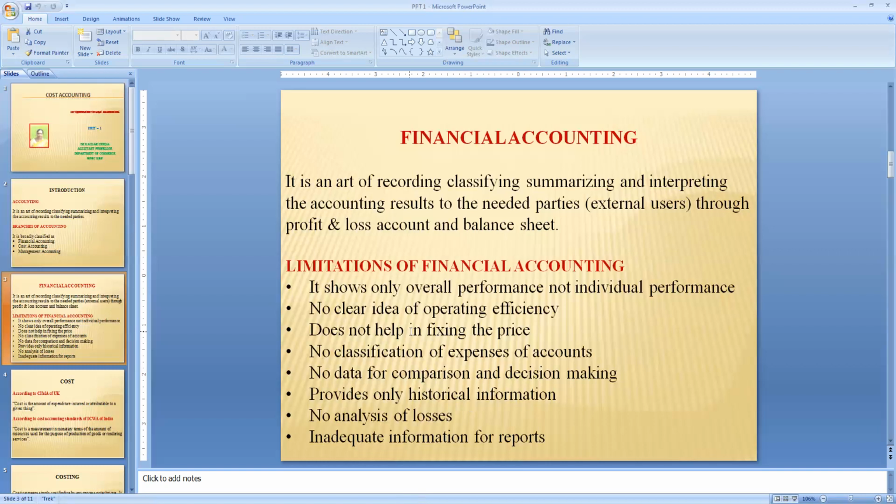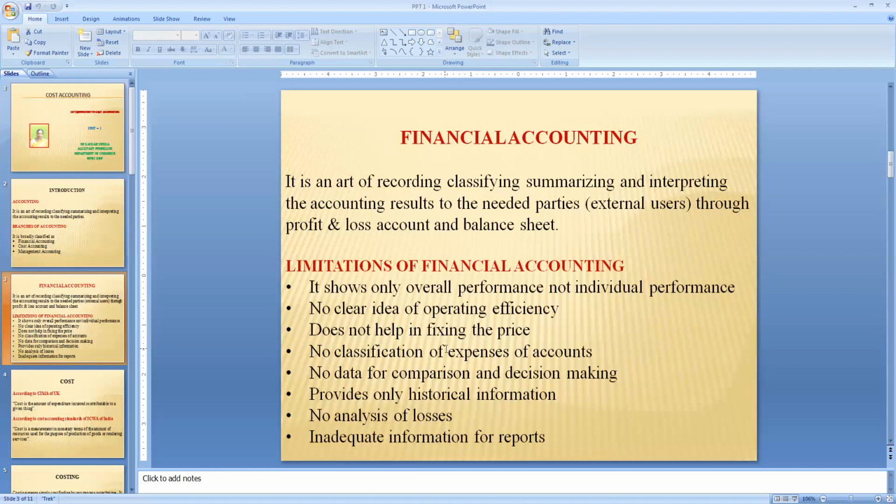And the second limitation is that there is no clear idea about operating efficiency, because sometimes profits in an organization may be less or more because of inflation or trade depression, and not due to efficiency or inefficiency. But financial accounting does not give a clear reason for profit and loss. So that is also one of the limitations.